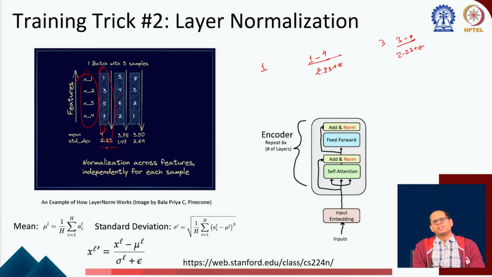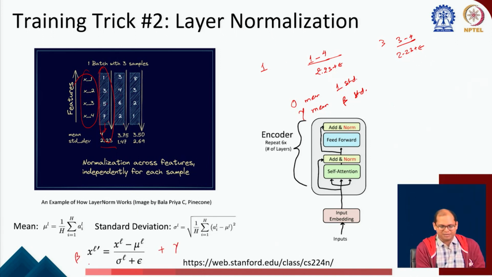Of course, if you look at the original transformer paper, they introduced 2 more parameters here. Rather than going to 0 mean and 1 standard deviation, you can go to some gamma mean and beta standard deviation. You do this by multiplying the whole thing by beta and adding a shift gamma: beta times xi prime plus gamma. This takes it to mean gamma and beta standard deviation. But later papers found this gamma and beta is not so helpful, so they typically work with just mean 0 and standard deviation 1.